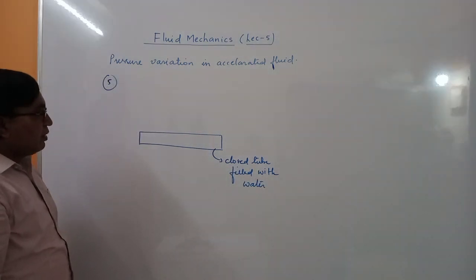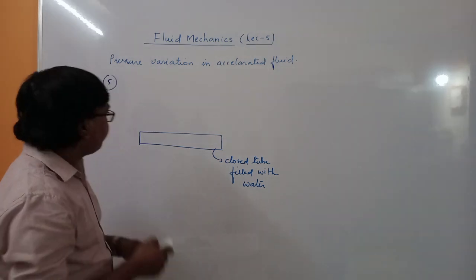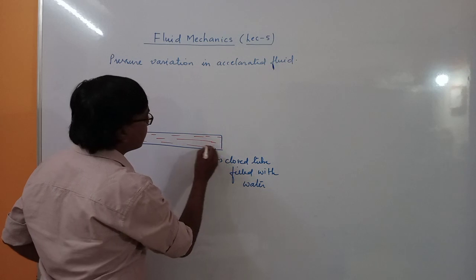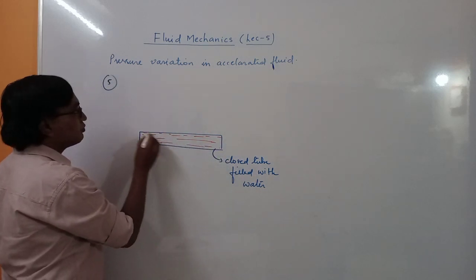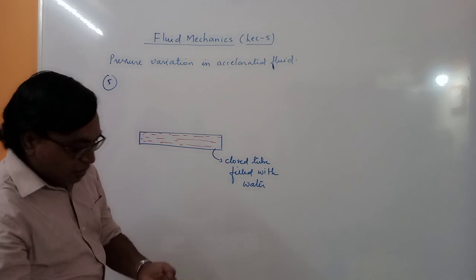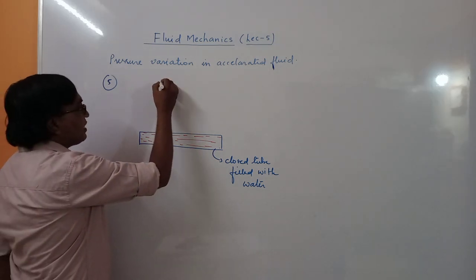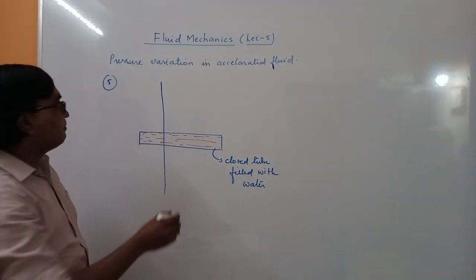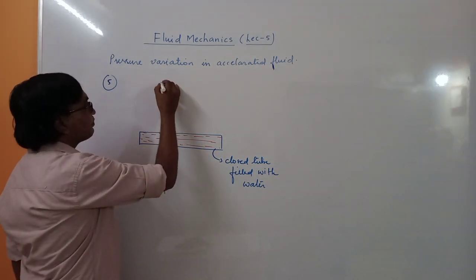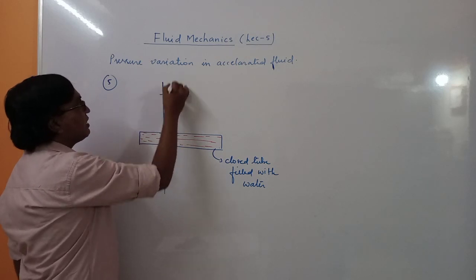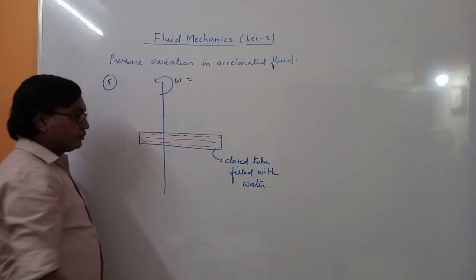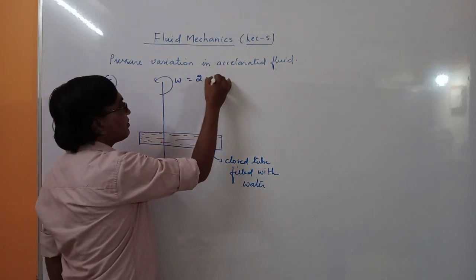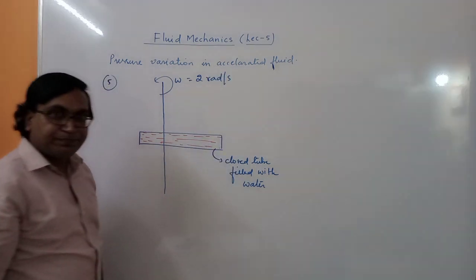Fine. So let us show water. Now, this is the vertical direction, and this tube is rotated about this axis with an angular velocity omega. So let us take values. Omega is 2 radian per second.